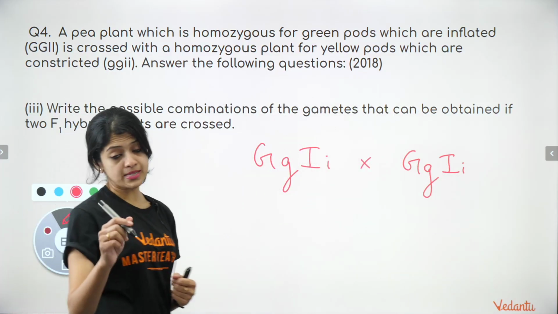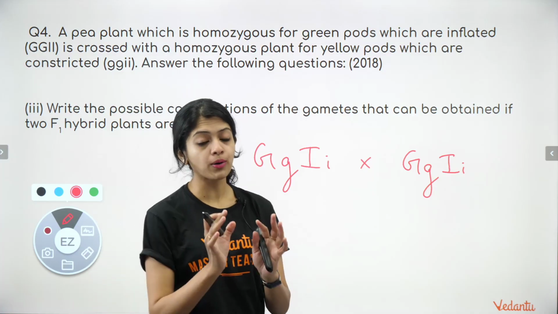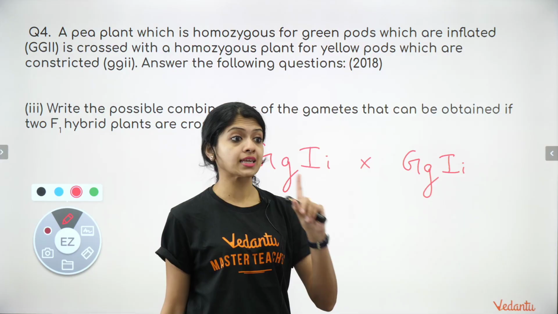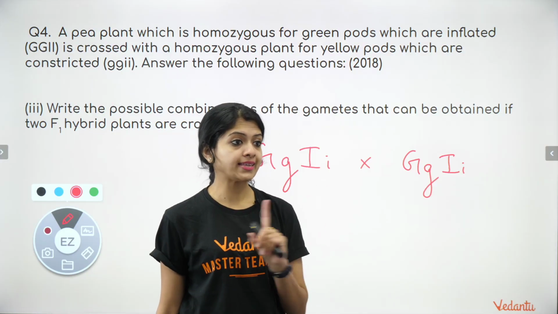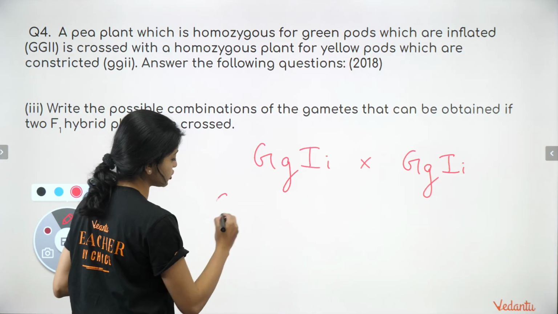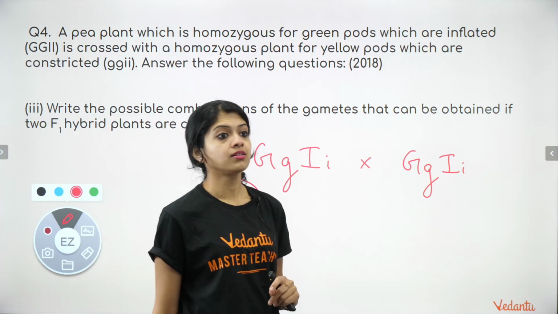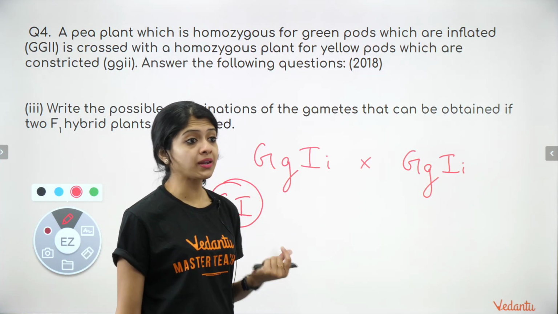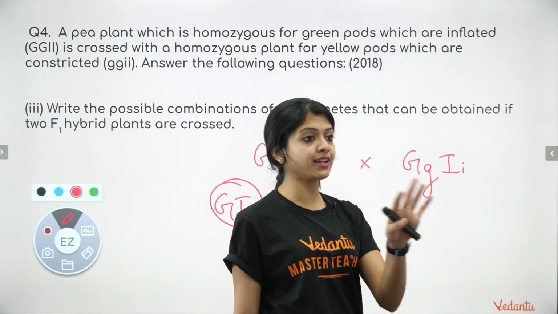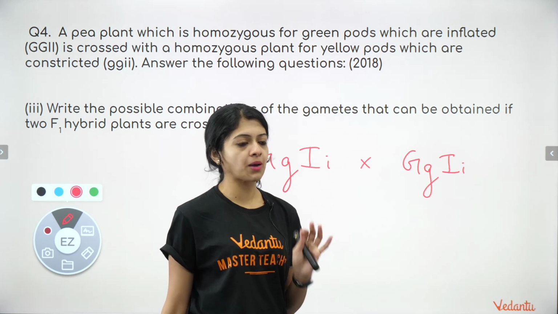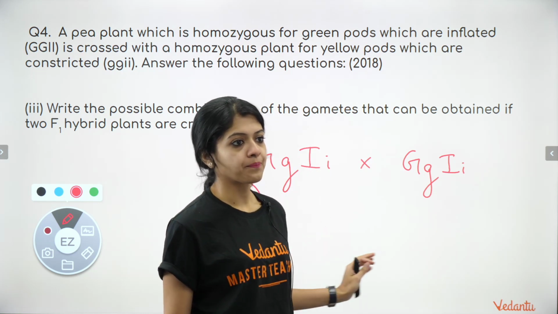Yes, this is what I was telling you, children. You must be very careful while working out the gametic combinations in a dihybrid cross. Yes, Anushka says capital G, capital I. Very good. Gametic combination. No, Jai, it will be a very bad idea to skip this chapter. It carries a lot of weightage.